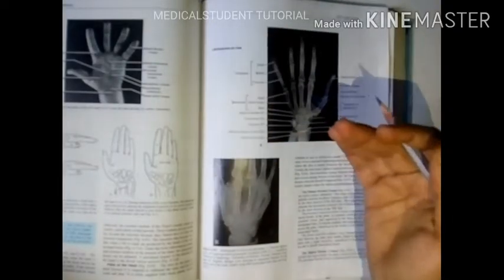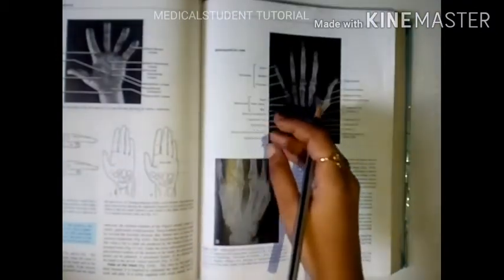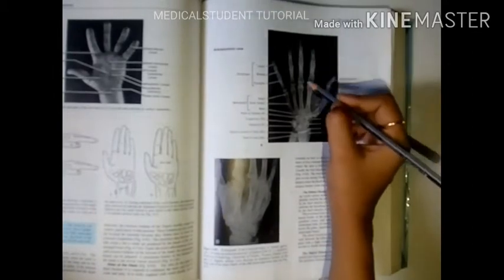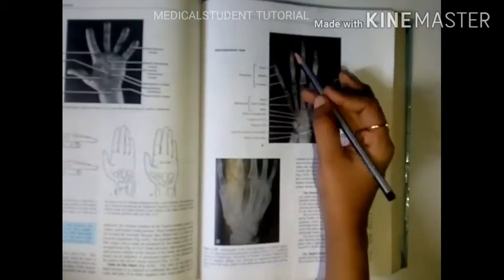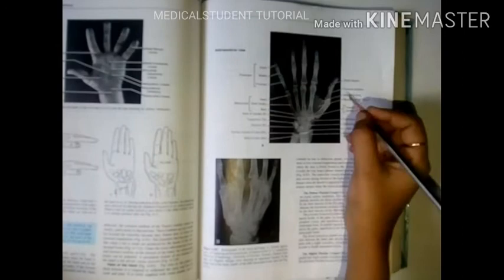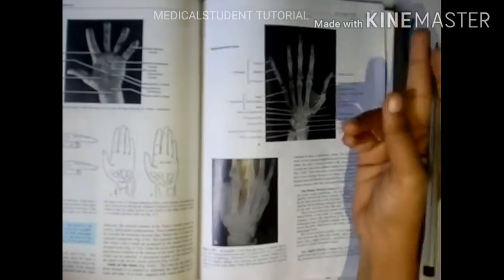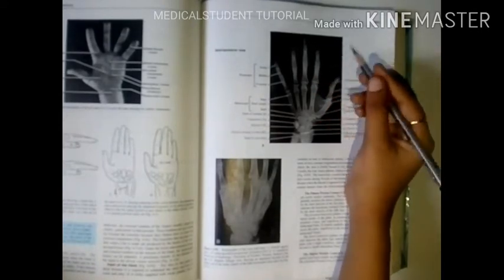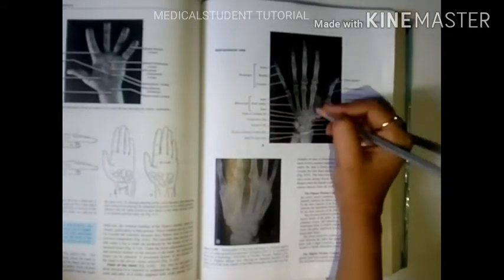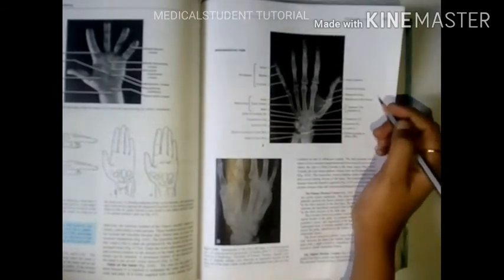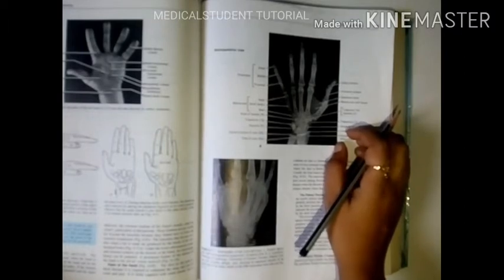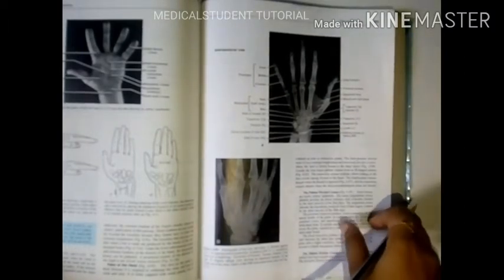In the wrist joint and the palm of the hand, we have 14 phalanges. The thumb has 2 phalanges, and the other 4 fingers have 3 phalanges each. Total 14 phalanges. The phalanges also have a base, shaft, and head.